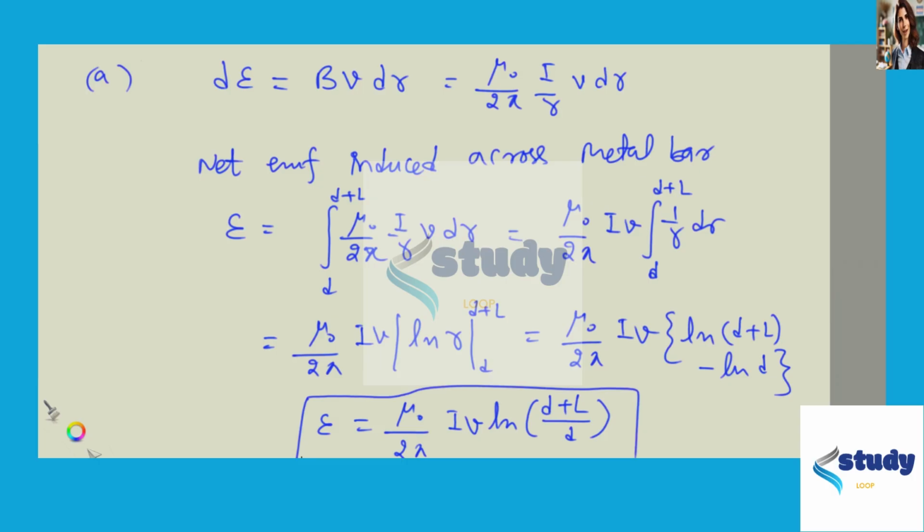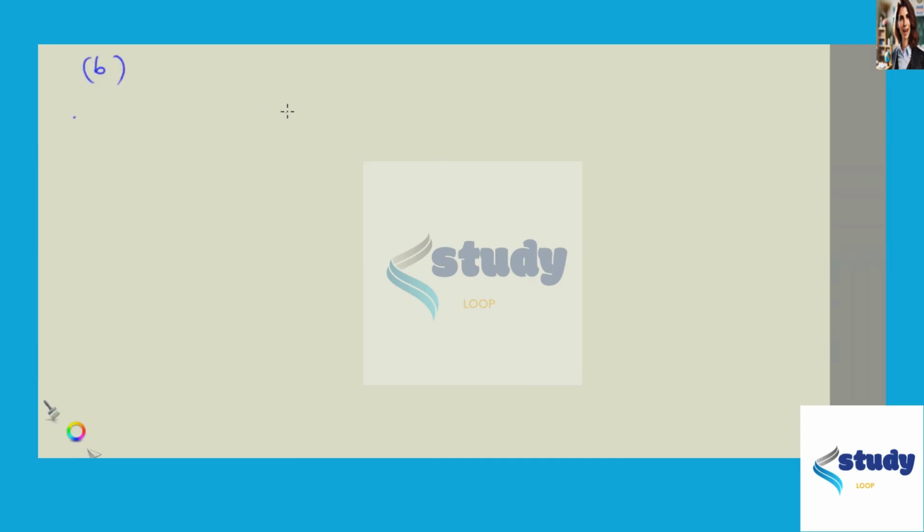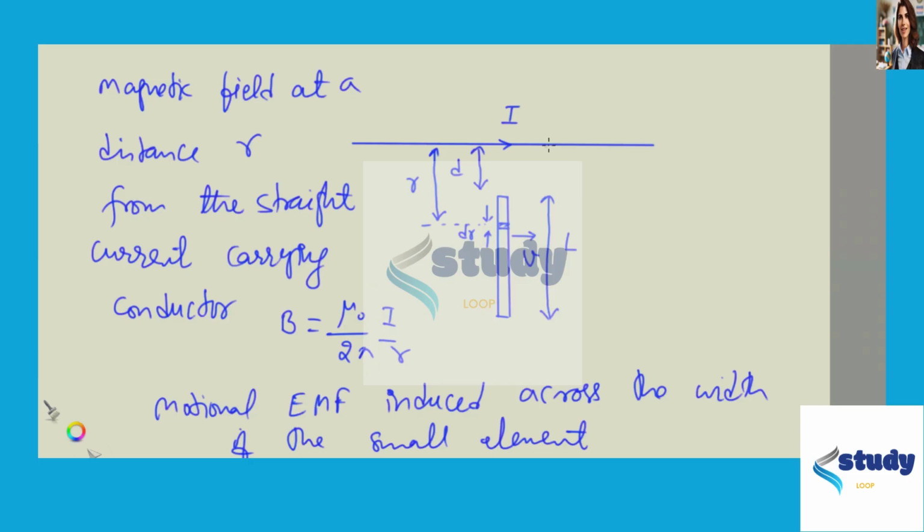Now, in the second part of the problem, we have to find which end of this metal bar will be at a high potential. So, to find it out, using this figure, due to the current carried by this conductor, the magnetic field here in this region in which the metallic bar is moving, that will be into the plane of paper. Here, this magnetic field is perpendicular to the plane of paper and directed into it, using right hand thumb rule.